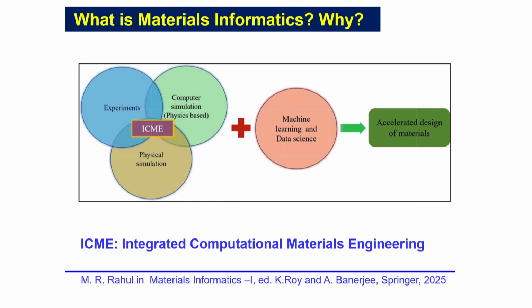Now, there is a field called integrated computational materials engineering, or ICME, and one can look at this book on material informatics. This is nothing but a combination of experimental data, physical simulations and computer simulations together. It is basically a combination of these three things. Data are obtained from experiments and physical simulations. One can do physical simulation in the lab also, right? Many of us do that. And then you can use this data in combination with machine learning and data science to accelerate the design of materials. That is the concept of ICME.